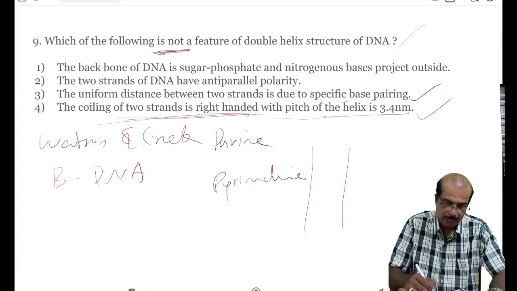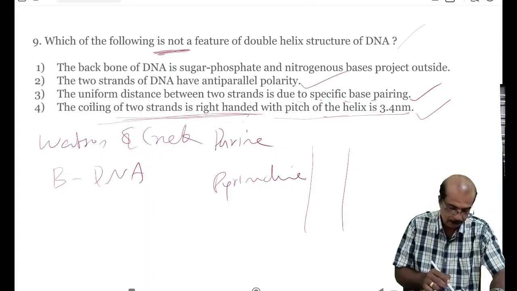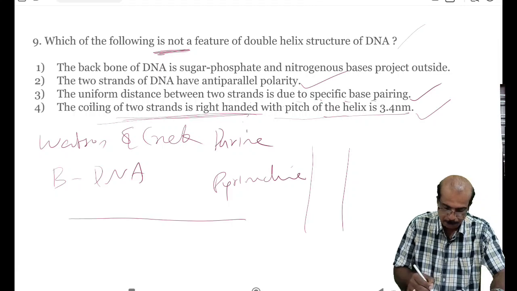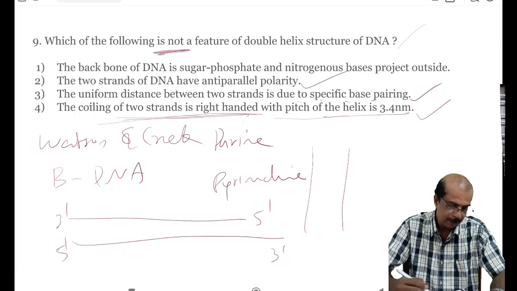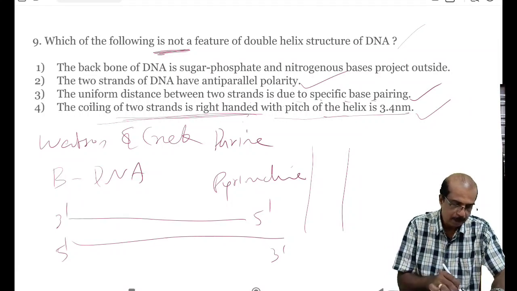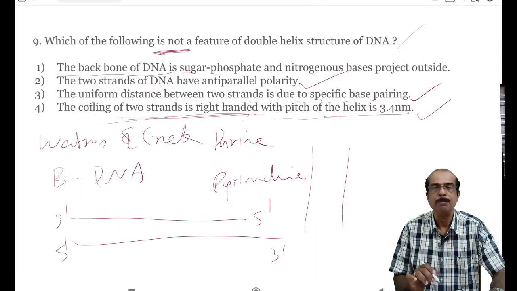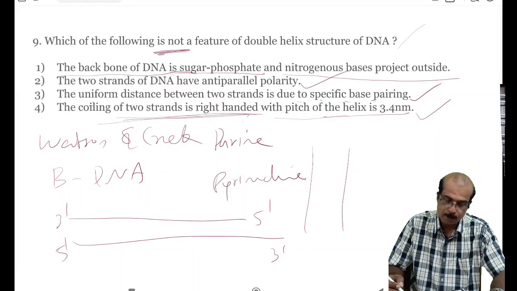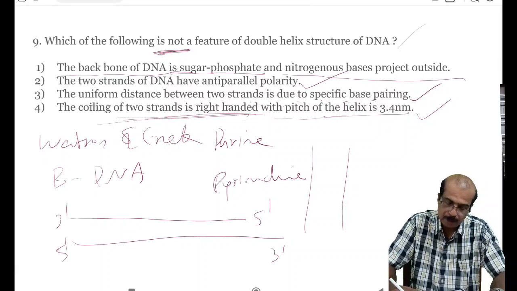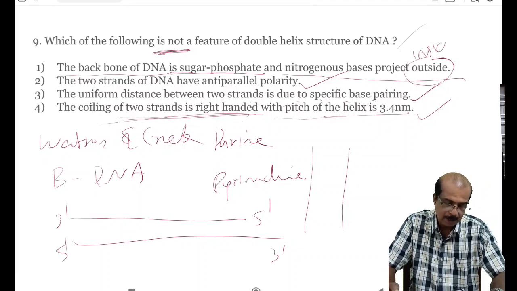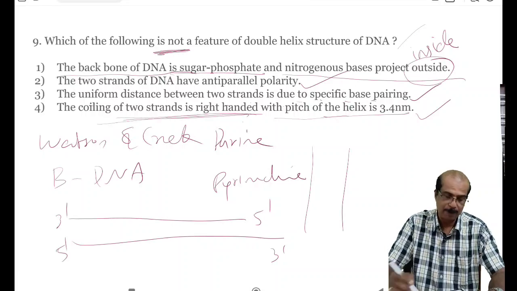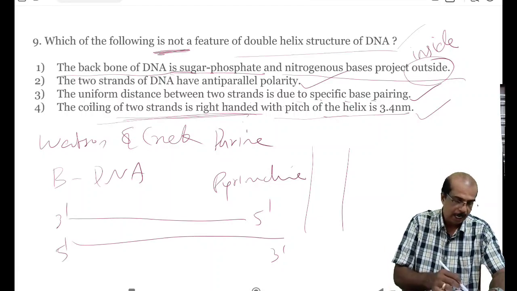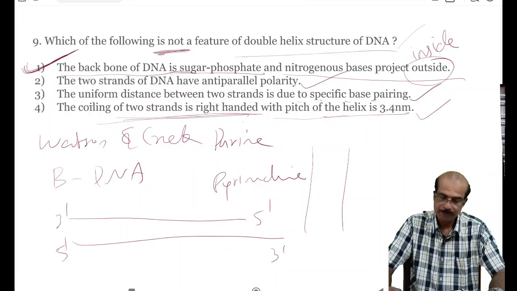The two strands of DNA have anti-parallel polarity. It is correct. When one strand runs in 3' 5' direction, the other strand will be in the 5' 3' direction, and the second option is also a correct one. The backbone of DNA is sugar phosphate. Up to this the statement is correct. Then read the remaining portion: nitrogenous bases project outside. The nitrogenous bases are projecting towards inside as per the double helix structure of DNA. The answer to this question will be the first choice, and you can choose it.